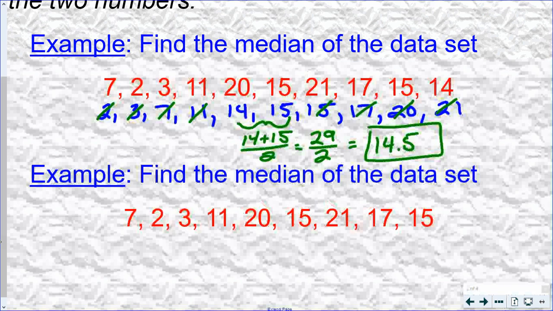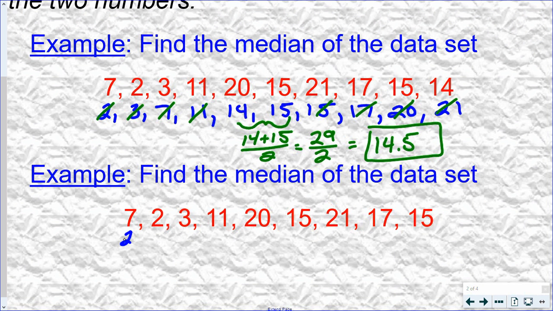So find the median of this data set. So we're going to put them in order. Again, I didn't say this before, but really that's the most common mistake I see, is that students forget to put the numbers in order and they just start crossing them off and find what's in the middle. But the numbers have to be in order. So 2, and then a 3, and then a 7.